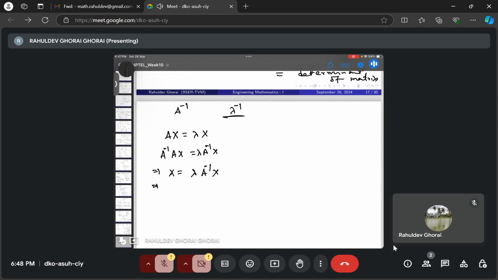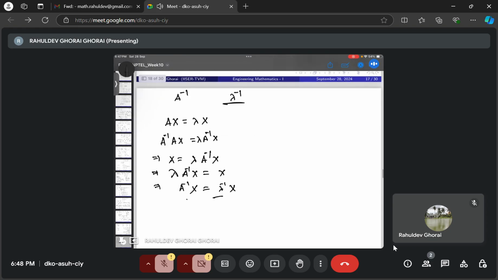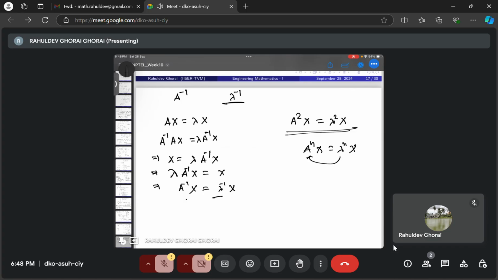That implies if you multiply now by lambda inverse, and first let's write A inverse x, that is lambda inverse x, since lambda is non-zero, let's say. So the eigenvalue corresponding to A inverse will be lambda inverse. Okay. So that's how we can show that for A square also. You will show A square times x will be lambda square times x. Even A to the n times x will be lambda to the n times x, and that is how lambda to the n becomes an eigenvalue for A to the n.